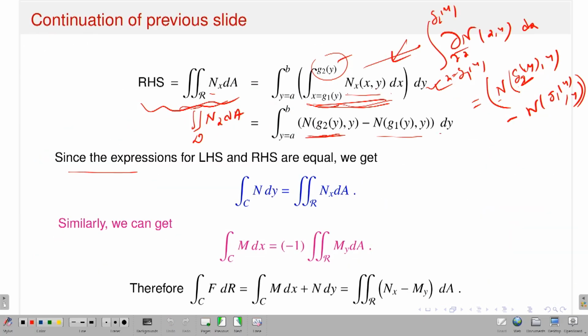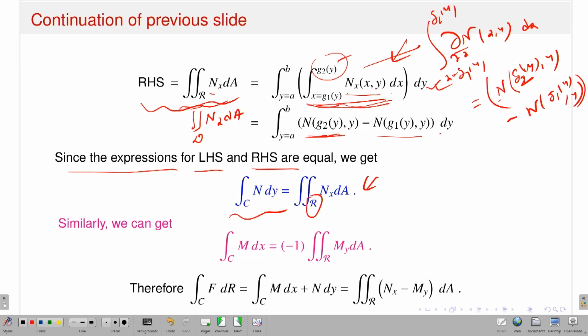Since the expressions of the left hand side and right hand side are equal, the corresponding line integral of capital N dy is the same as this double integral of del N del x over the region R or D, whatever it is, it's up to you. Whether I am talking about R or D, both are the same. So the one part, that means the line integral of capital N, which is a function of x, y, over the simple closed contour C, is nothing but the double integral over the region R or D of the partial derivative del N del x.